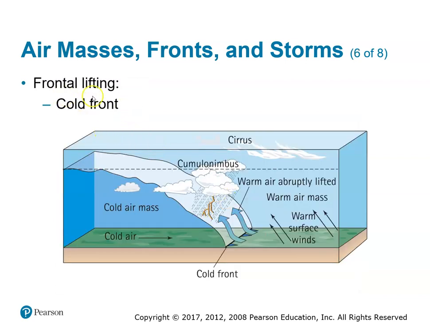And then of course there's frontal lifting. Let's say you have what is called a cold front, when the warm air rises very rapidly. When that happens, you get these cumulonimbus clouds, and above that, some cirrus clouds. But notice you're going to have some rough weather, some thunder clouds coming in. That's when the warm air rises very, very rapidly. So that's called a cold front.